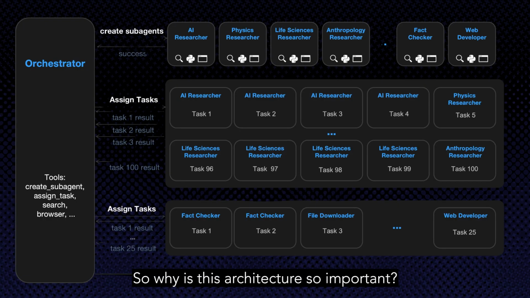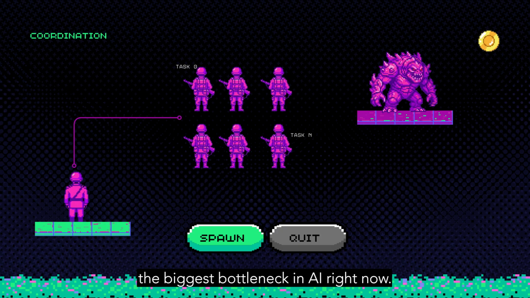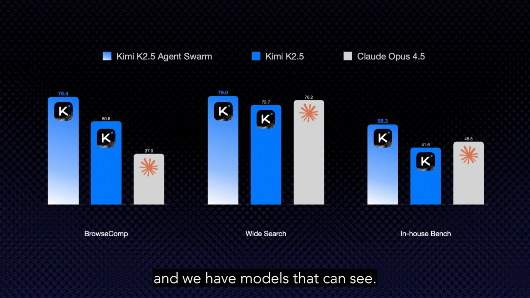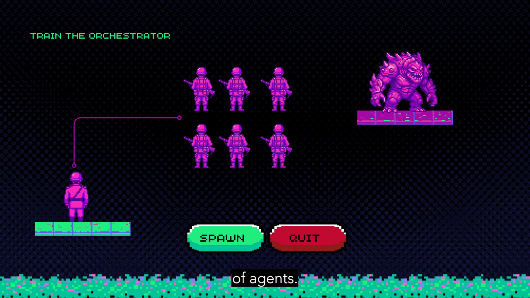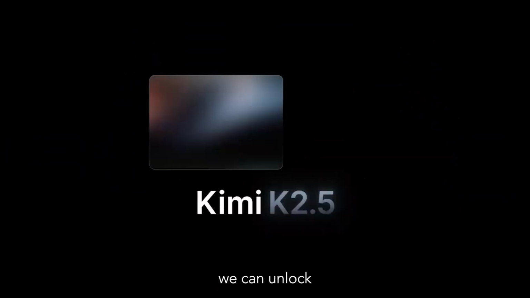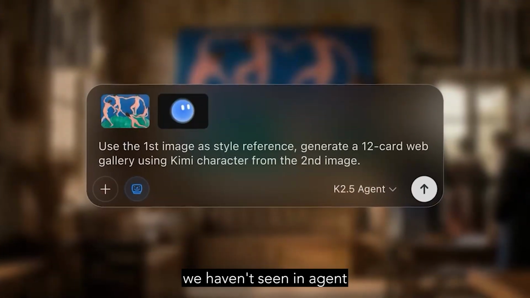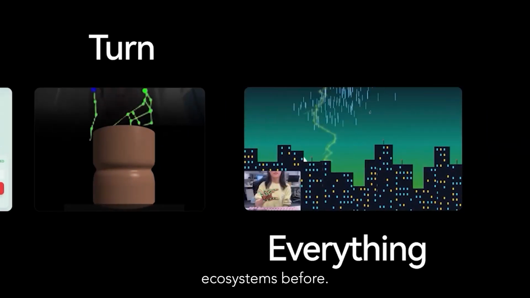So why is this architecture so important? Well, because it solves the biggest bottleneck in AI right now, which is coordination. We have models that can code and we have models that can see. But PARL gives us a model that can manage and orchestrate. It takes a single smart model and makes it into a coordinated factory of agents. Kimi K2.5 proves that if you train the orchestrator correctly, first with participation trophies, then with stricter goals, we can unlock a level of speed and complexity we haven't seen in agentic systems before.